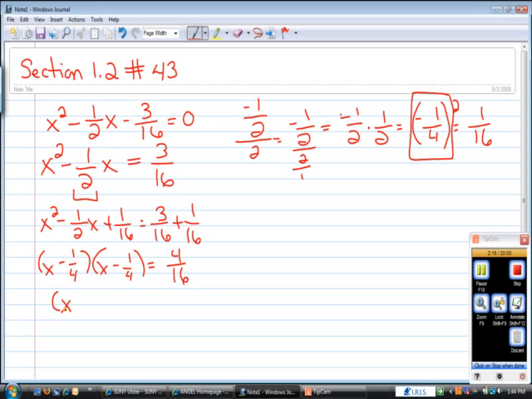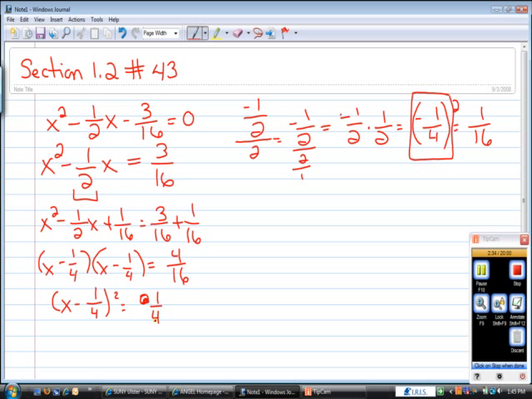So then this is a perfect square. X minus 1/4 quantity squared equals, whoops, 1/4, long day. And then you're going to take the square root of both sides, add 1/4 to both sides, and solve for x. So think these things through.